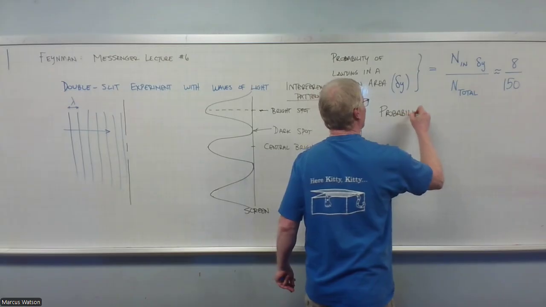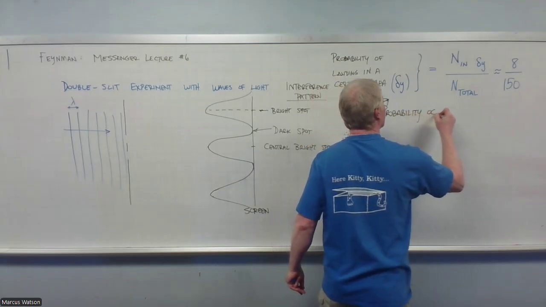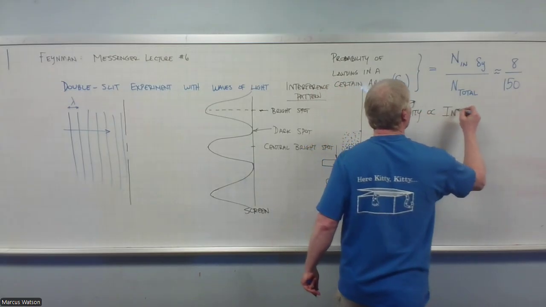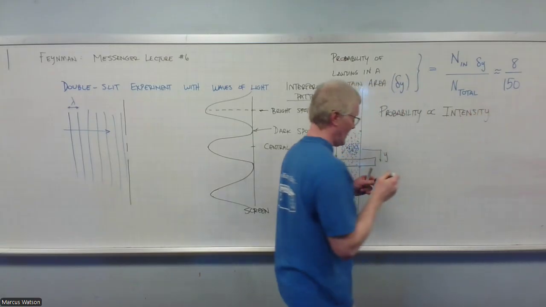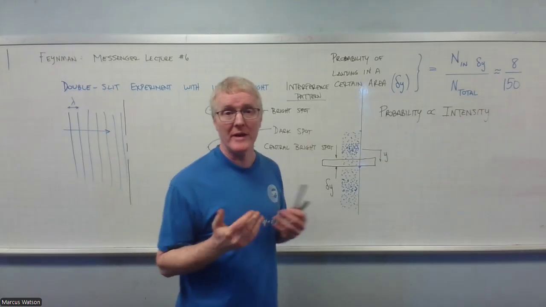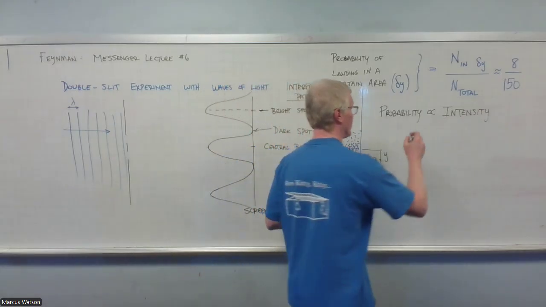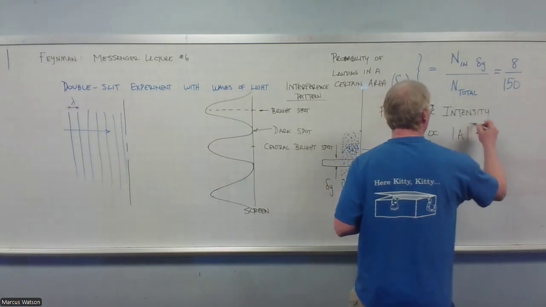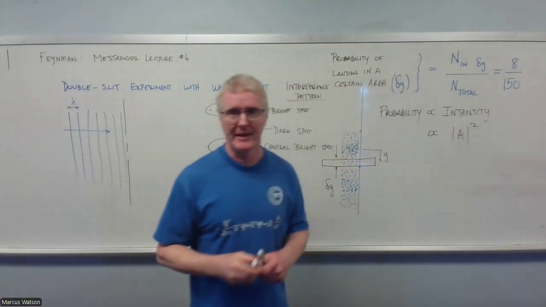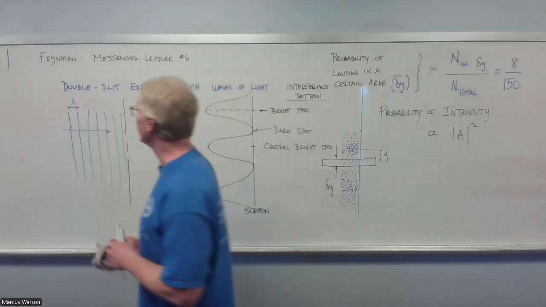I will say then the probability is proportional to intensity. And that is the square of the wave amplitude. Okay, so we would say it's proportional to, for example, amplitude squared. Something like that, if you like the mathematical viewpoint.